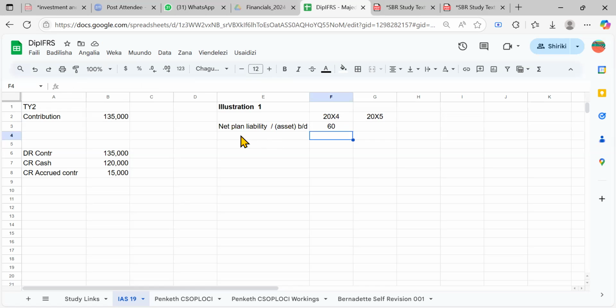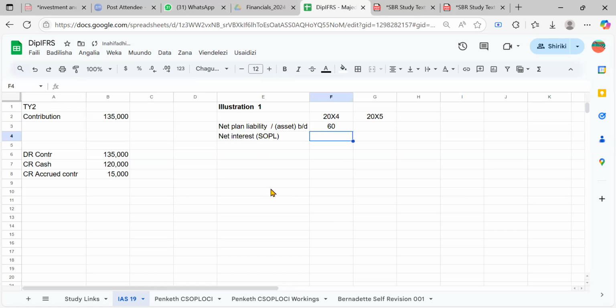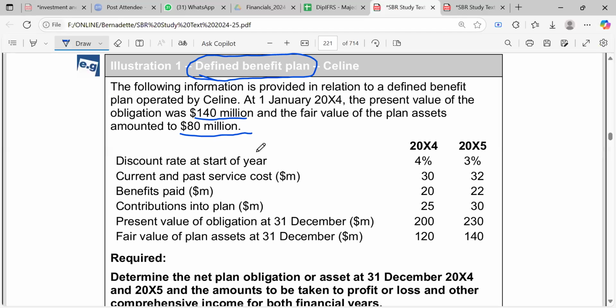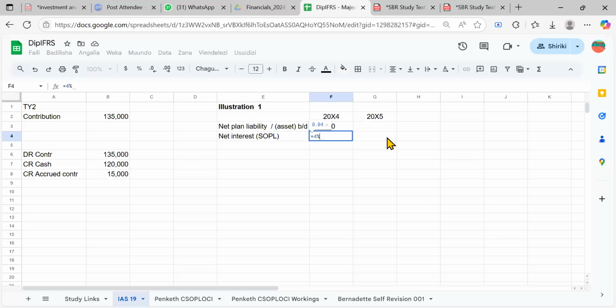After that, as I told you, you get the net interest component. The net interest should go to the statement of profit or loss. How do we get the net interest? You take the rate at the beginning of the year. It's the discount rate at the start of the year, 4%. So just say 4% times this balance here, and you'd get 2.4.